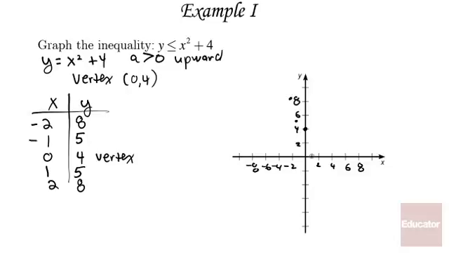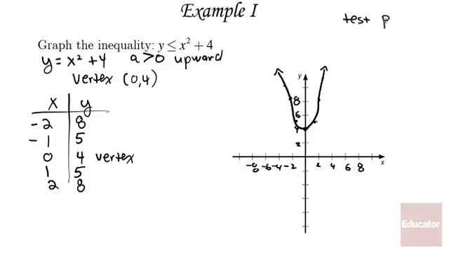When x is 1, y is 5. And when x is 2, y is 8. Because this is a less than or equal to, I'm going to use a solid line for this parabola. And it's opening upward as I expected. Now, I graphed my corresponding quadratic function. I found this parabola. I graphed it, and now I need to use a test point.